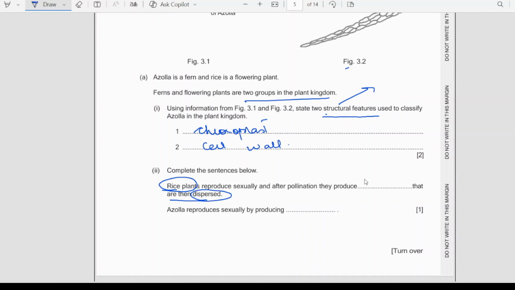Suggest why farmers grow azolla in the rice field to increase the rice yield. Now keep in mind they have told us in the very start what do they contain? They contain, that I have already underlined. So it's better to underline the important words so that you can get your answer. They have nitrogen fixing bacteria and they increase the yield.